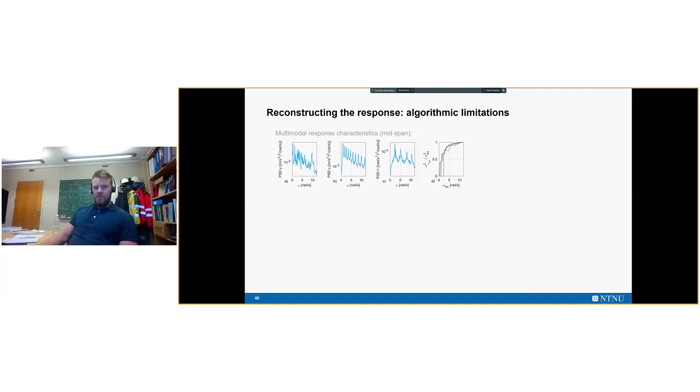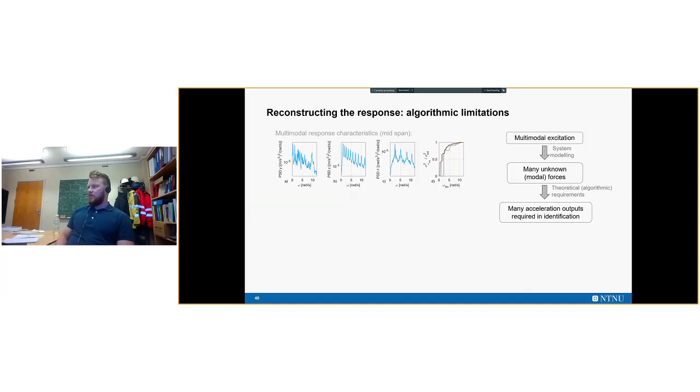So if you look at some response characteristics of this bridge, we see the typical multimode response behavior. So very many modes contribute to the response. However, this is an obstacle to the application we perform on this bridge, since there are many unknown model forces. We also need many acceleration data outputs in order to identify these. And this is due to a theoretical limitation in the algorithms.